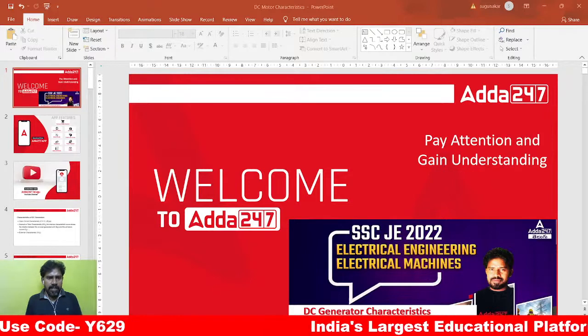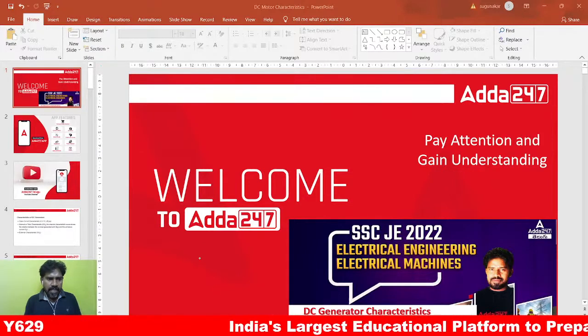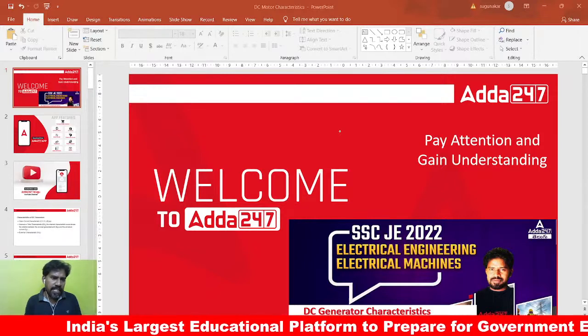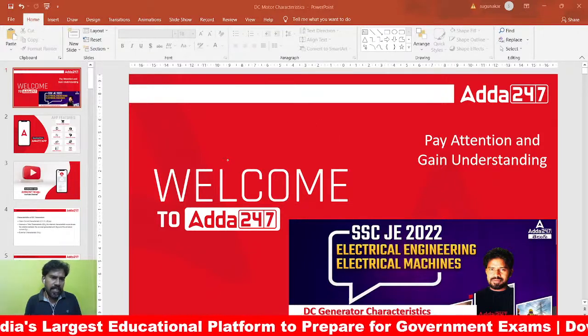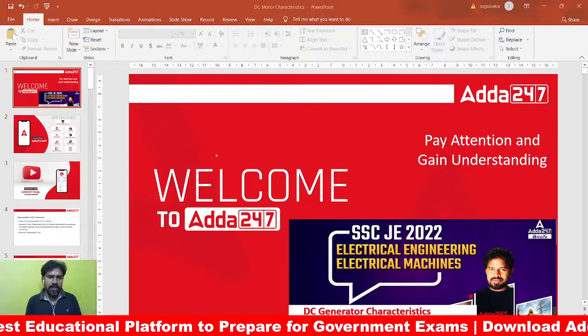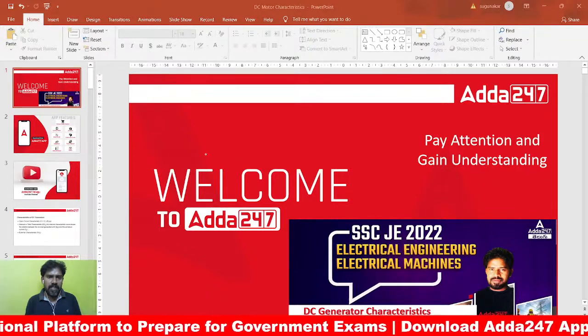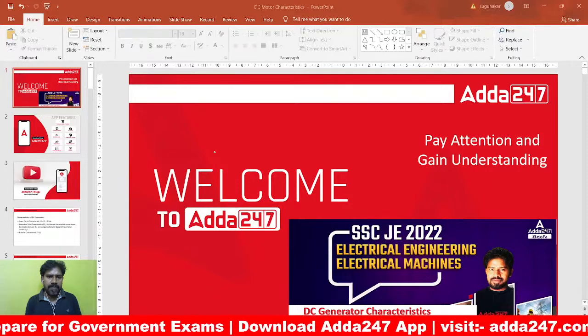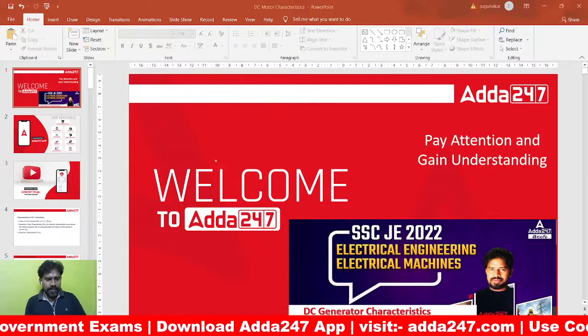Next, go for the internal characteristics. We are going to draw the internal characteristics between generated EMF versus load current.